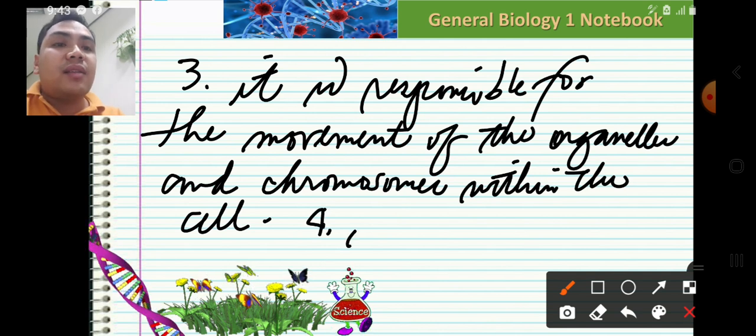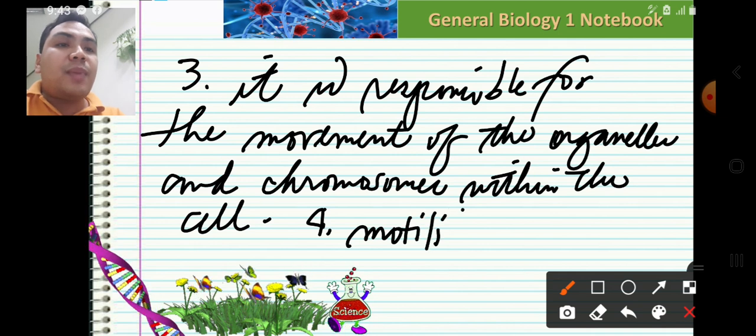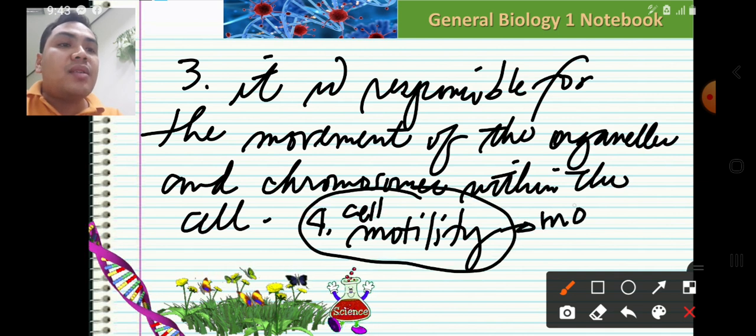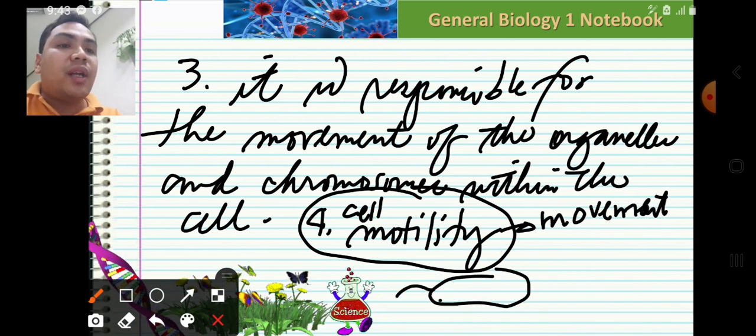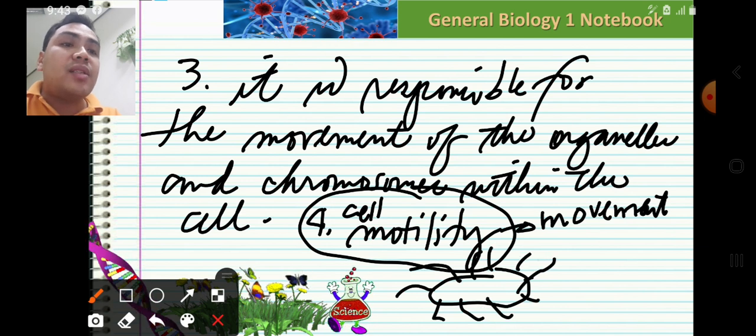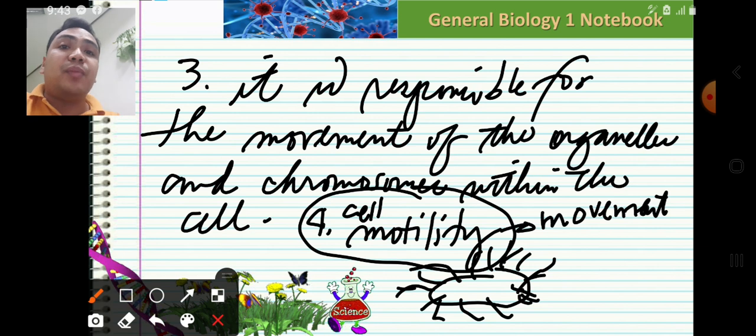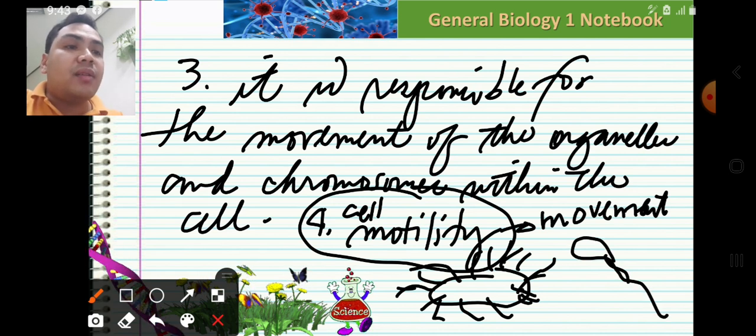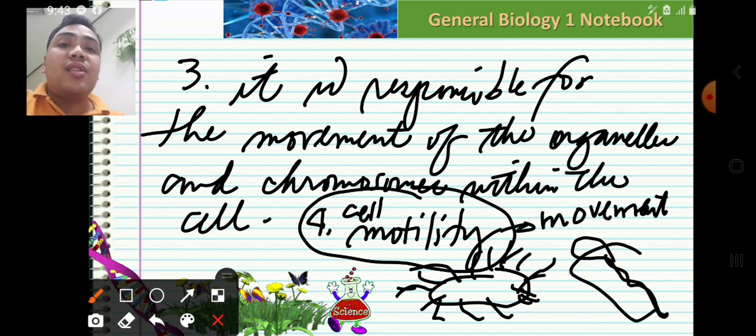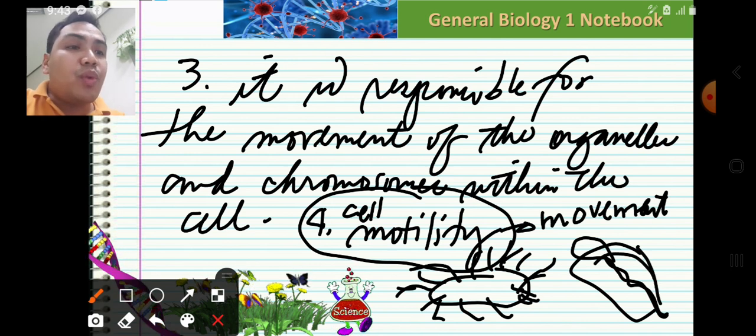And in addition to that, it is responsible for the cell motility. Motility means movement, or let's say cell movement. For example, you have bacterial cell. Remember that bacterial cells can move from one place to another, or from one location to another. Another one is the sperm cell. So sperm cells can travel since they consist of microtubules within the tail. So these microtubules are responsible for the movement. Okay?